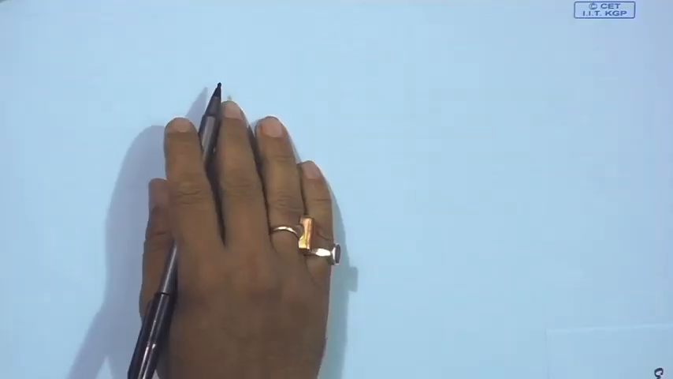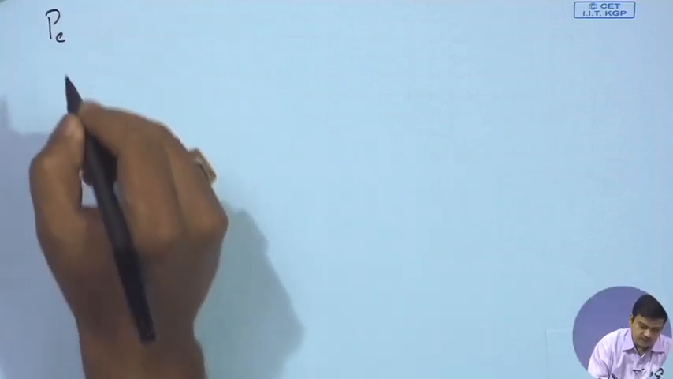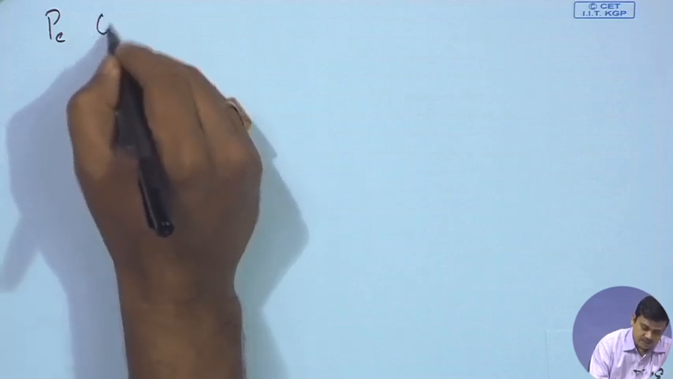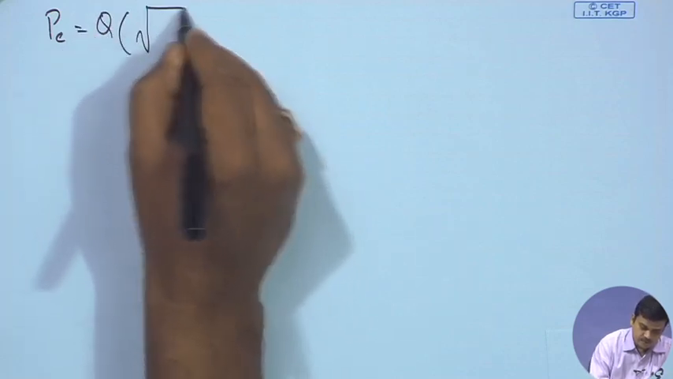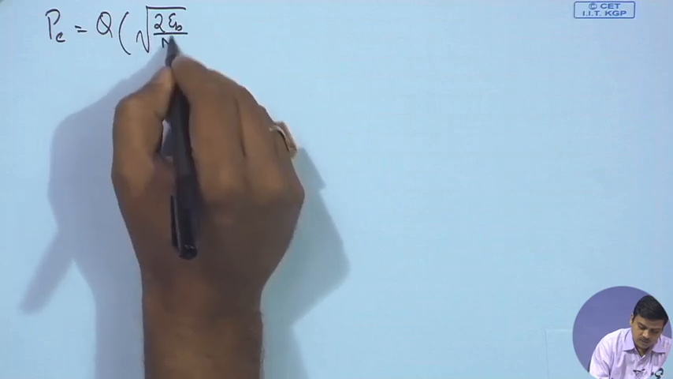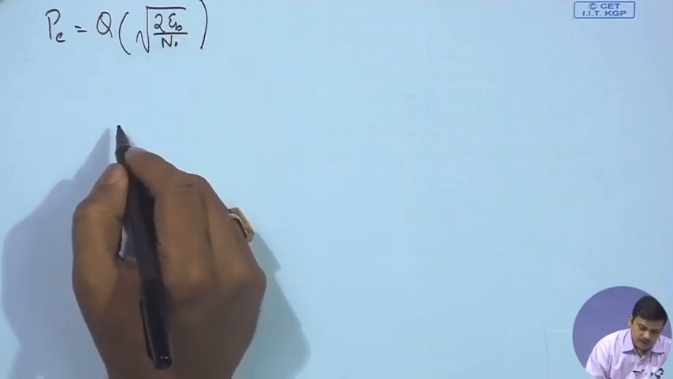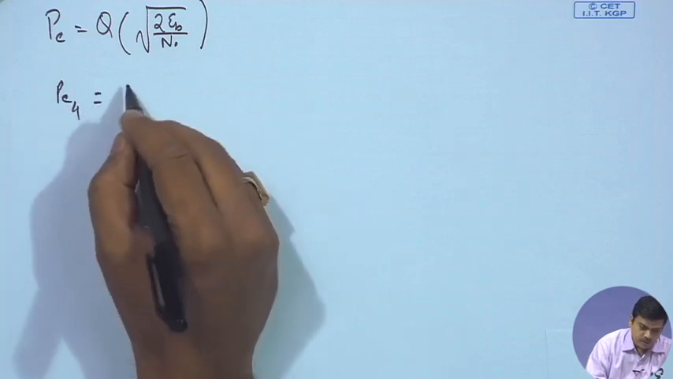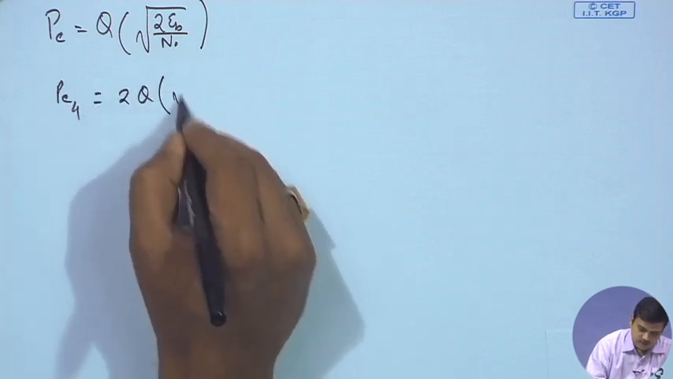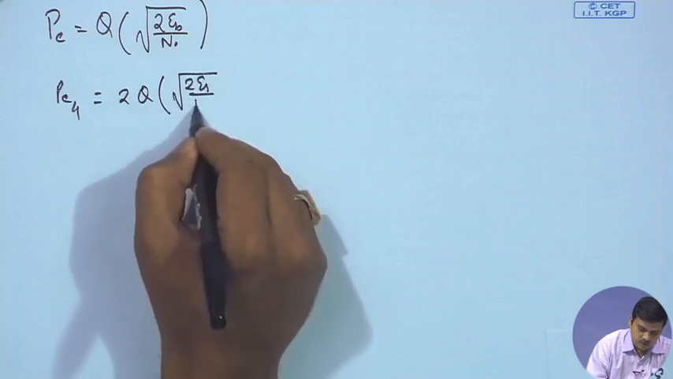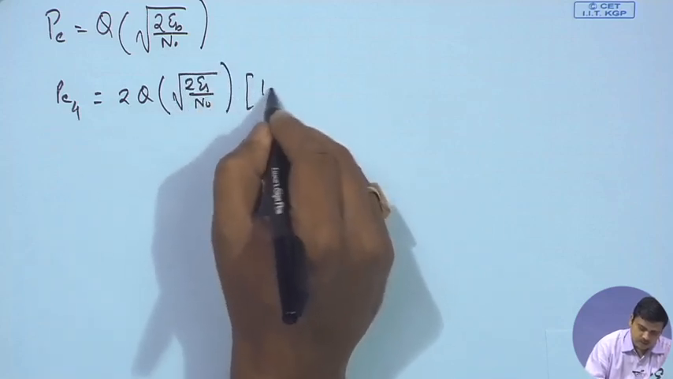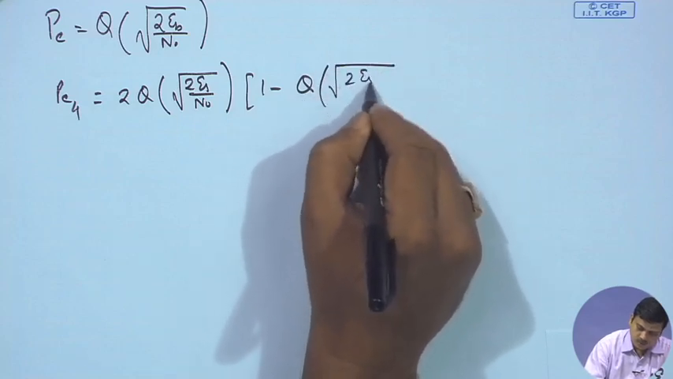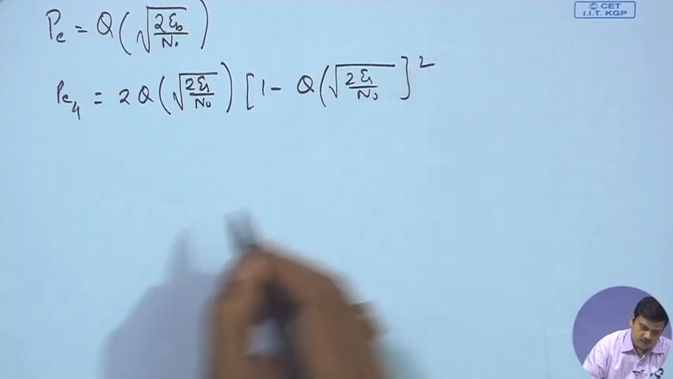So, what we have with us is the probability of error expressions. Probability of error expression, let us say for binary PSK, is Q of square root of 2 Eb upon N naught, and probability of error for a 4 level constellation will be 2 times Q root over 2 Es by N naught into 1 minus Q of square root of 2 Es by N naught, squared, and so on and so forth.